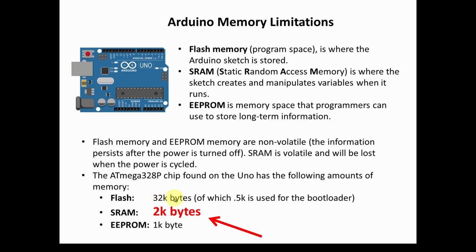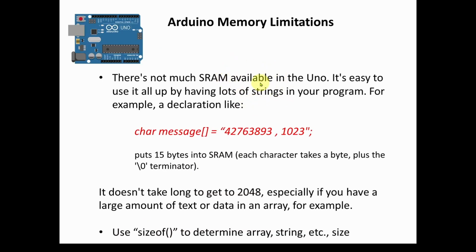Flash is 32K bytes. SRAM is 2K bytes, or 2048 bytes of data. So this is going to be very important. Is 2048 bytes enough to store our 100 samples or 500 samples or however many samples? And EEPROM is 1K byte. So let's take a look at what our samples are going to look like so we know if we can fit it into the RAM.